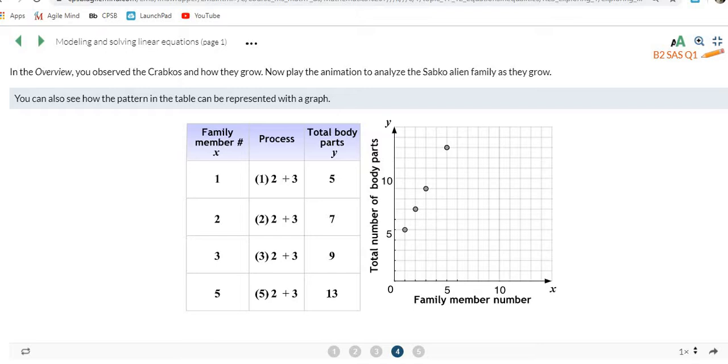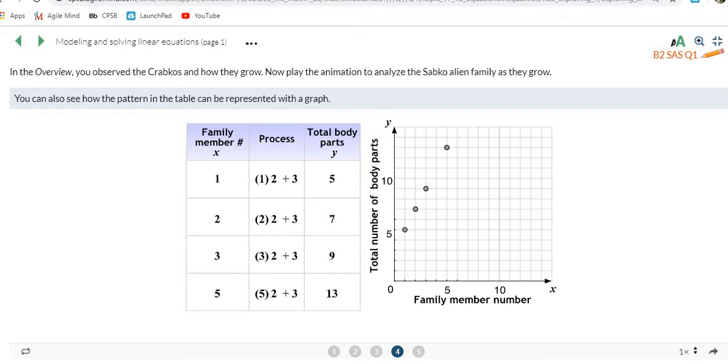Can I use a graph to answer questions if they ask me questions about the family members? Okay? What if I asked how many body parts does family member 4 have? What would you say? I want to use the graph.